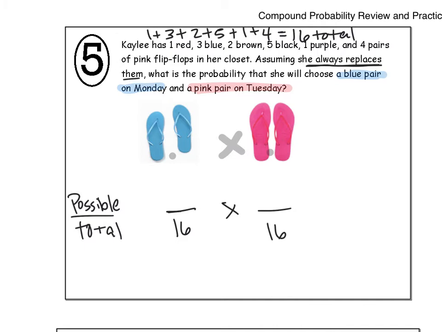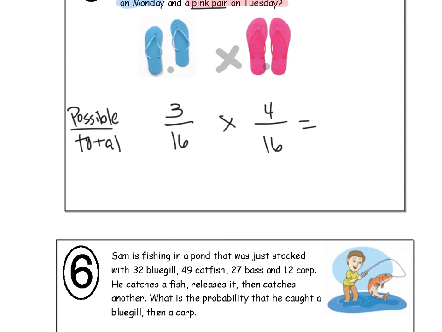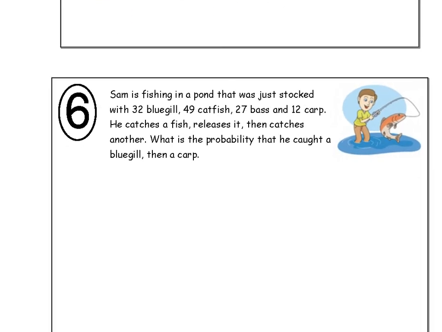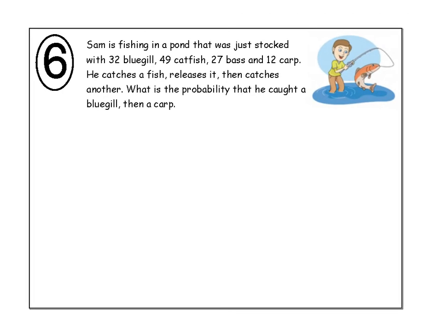So let's first look at our first event, which is the blue pair. Blue is 3. So there are 3 possible blue pairs out of a total of 16 that she could pick. And then we've got a pink pair, and there are 4 pairs of pink flip-flops. So you're going to go ahead, multiply, and reduce to find the probability. All right, let's try another one together.